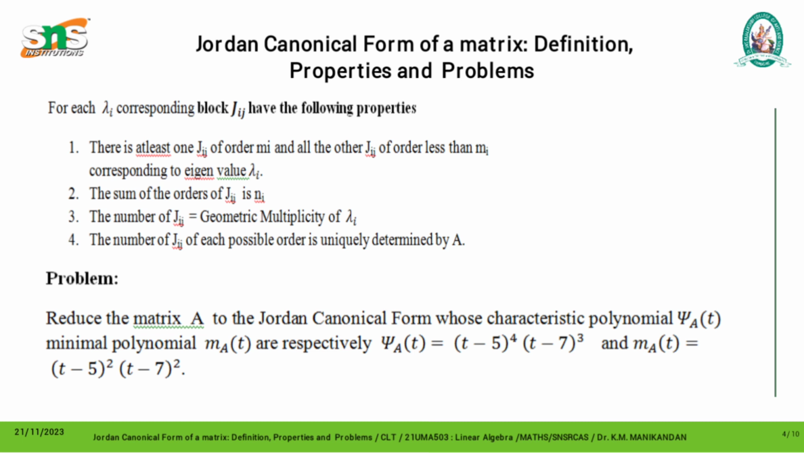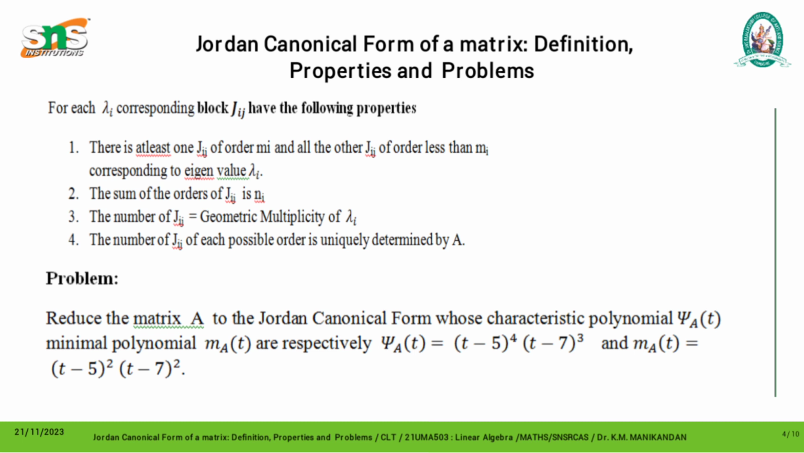Now, next we discuss one problem. Reduce the matrix A to the Jordan canonical form whose characteristic polynomial chi A of t and minimal polynomial m A of t are given by chi A of t equals (t minus 5) to the power 4 times (t minus 7) cubed. Here the eigenvalues are lambda equal to 5 and lambda equal to 7, and the powers are 4 and 3. So if you add 4 and 3, you will get 7, which is the order of the required matrix.